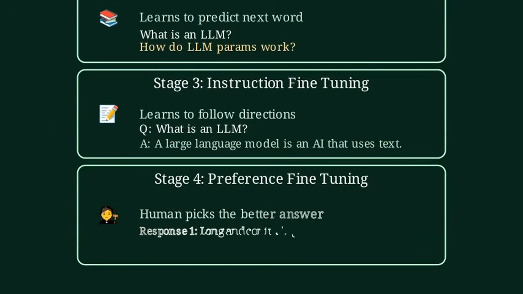Stage 4 is preference fine-tuning, also called reinforcement learning from human feedback. The model gives two answers, and a human chooses the better one. This teaches the model to be polite, clear, and helpful.